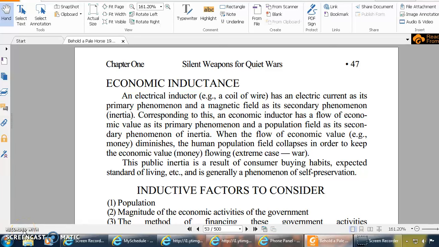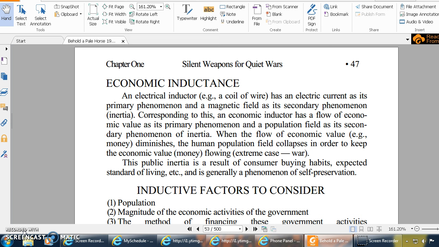Page 47, Economic Inductance. An electrical inductor, a coil of wire, has an electronic current as its primary phenomenon and a magnetic field as its secondary phenomenon of inertia. Corresponding to this, an economic inductor has a flow of economic value as its primary phenomenon and a population field as its secondary phenomenon of inertia.